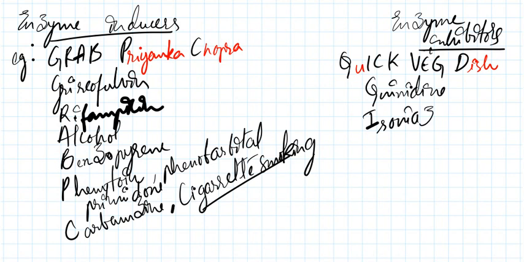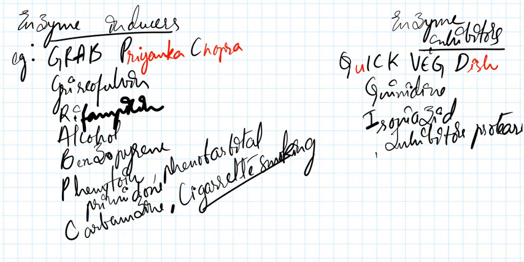What is isoniazid? Isoniazid is a first line drug for which disease? Tuberculosis. What are the main first line drugs for tuberculosis? HRZE: pyrazinamide, rifampicin, isoniazid, ethambutol. So these are the first line drugs, and inhibitors of protease.